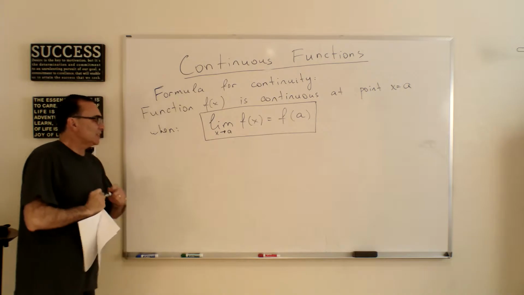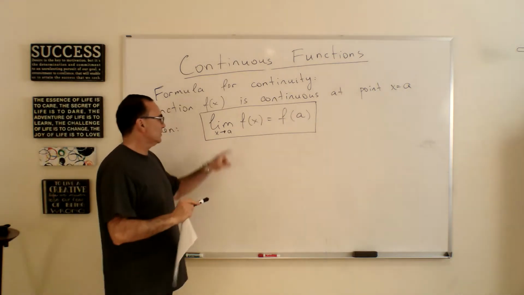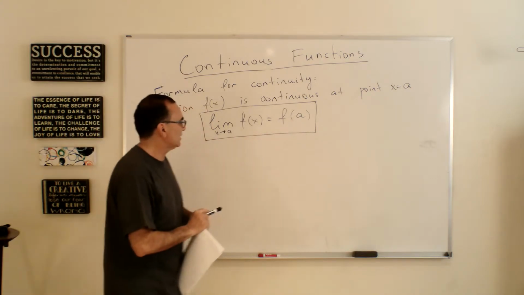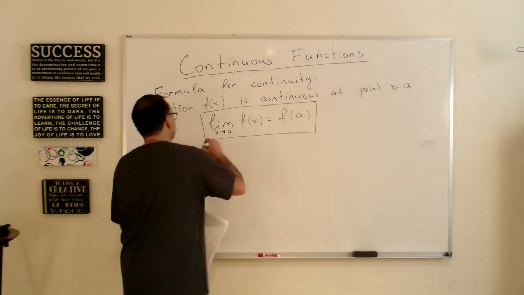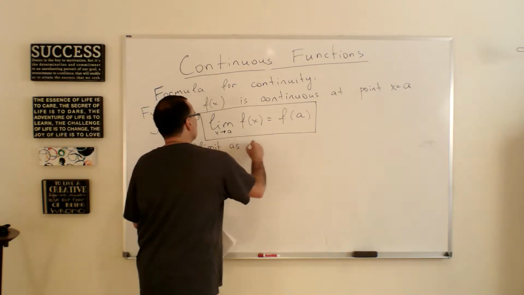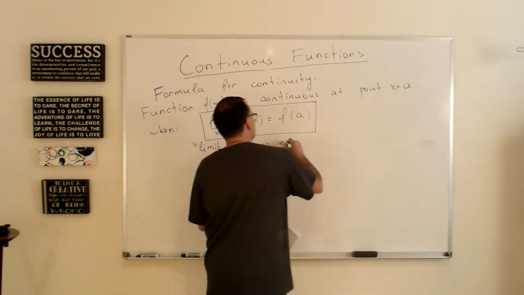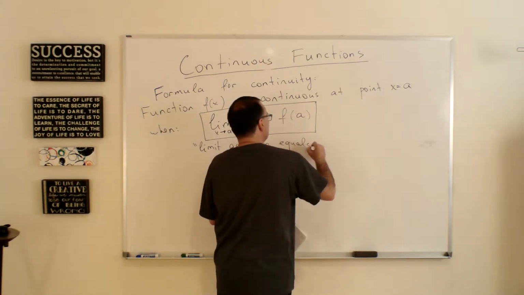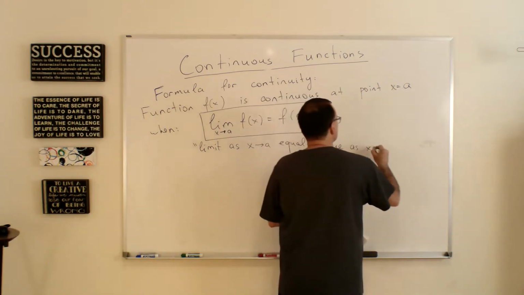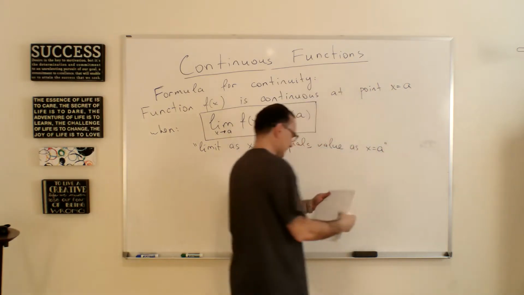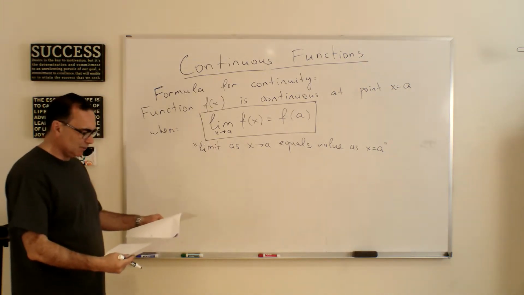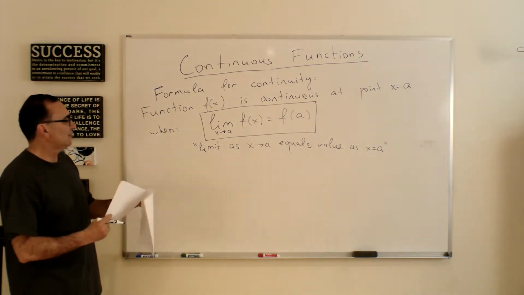And this formula says that the limit of the function as x approaches a equals the value of the function at x equals a. So limit as x approaches a equals value at x equals a.